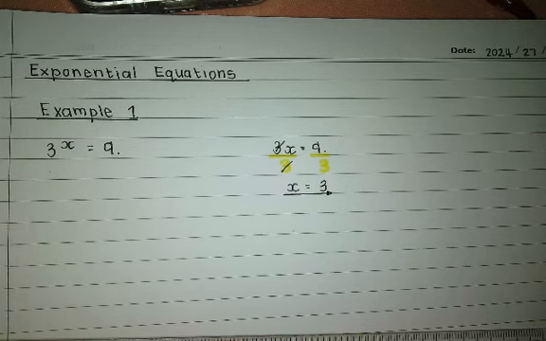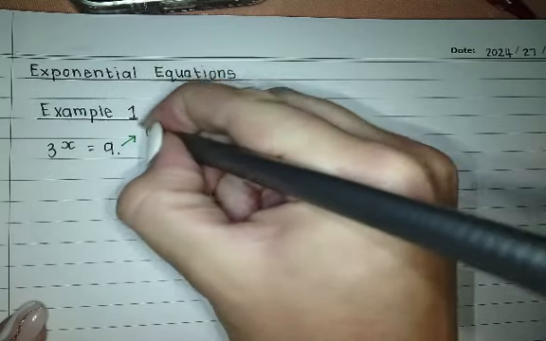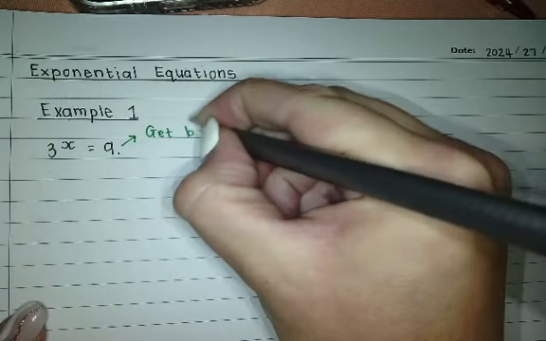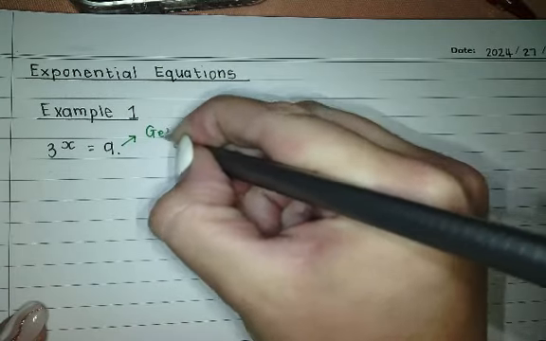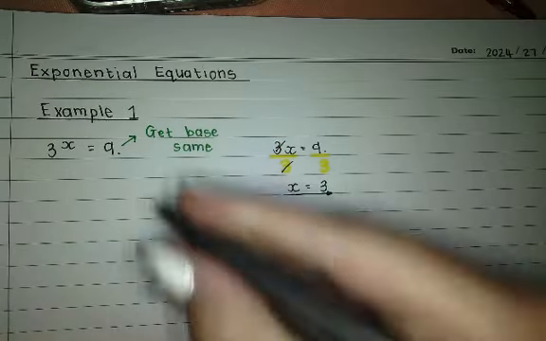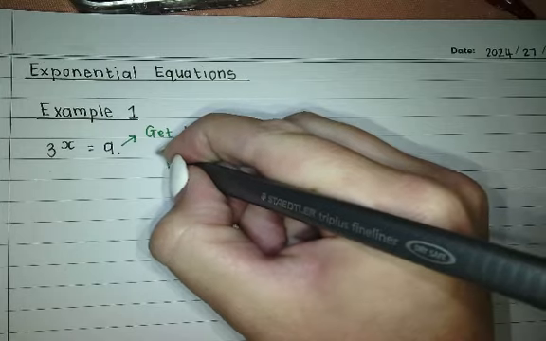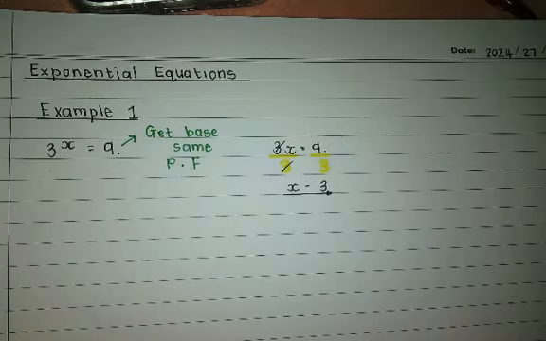So with the exponential equation, what are we going to do? We're going to have to get our bases the same, and it's going to be by the use of prime factorization. Get your bases the same. The only way we can do that is by using PF. PF is prime factorization. We all know how to do that on our calculators, right?